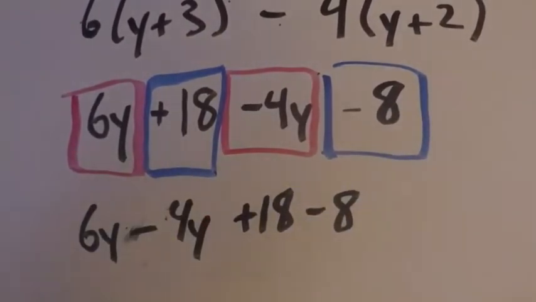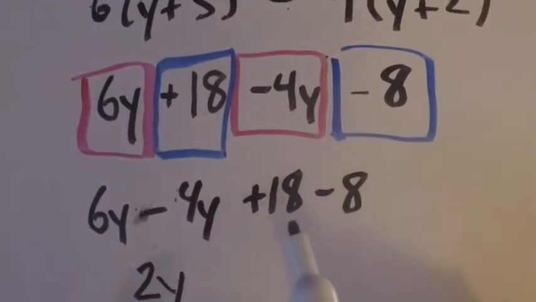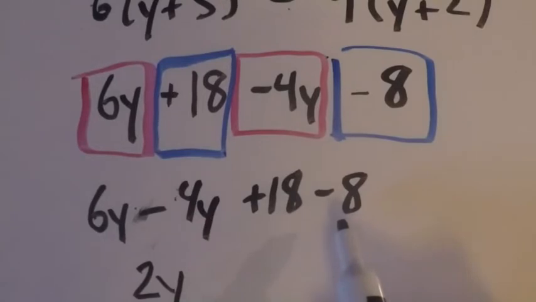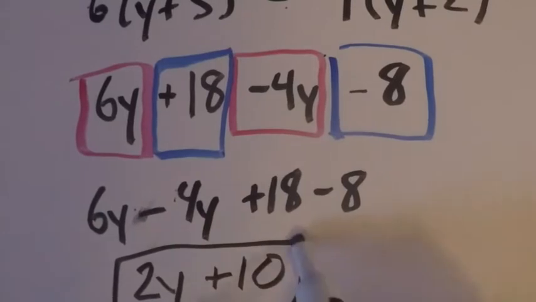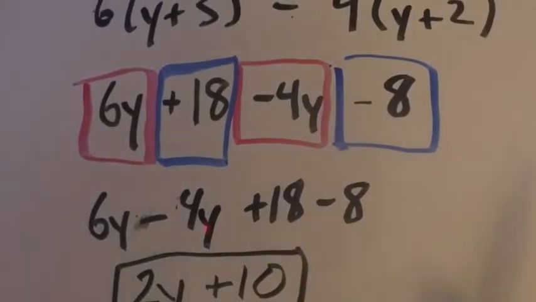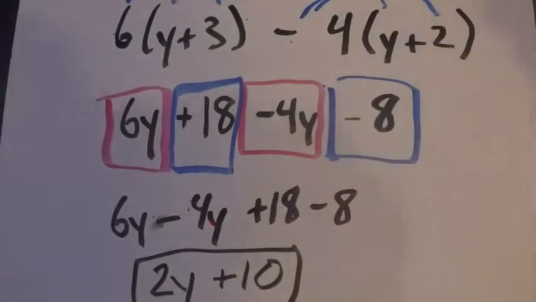Now when we combine our like terms, we start with 6y minus 4y. When we're subtracting, we only subtract the coefficients, so we subtract the numbers in front. So 6 minus 4 is 2y. And then a positive 18 minus 8 is a positive 10. And this is our simplified expression. So we went from an expression that had the distributive property and many terms, and we simplified it down to just a binomial with only 2 terms, this 2y and this 10.